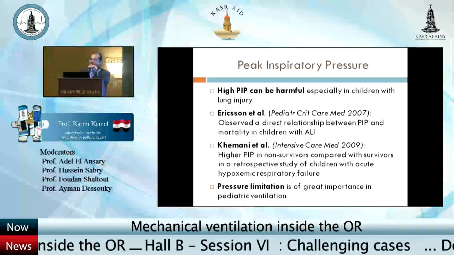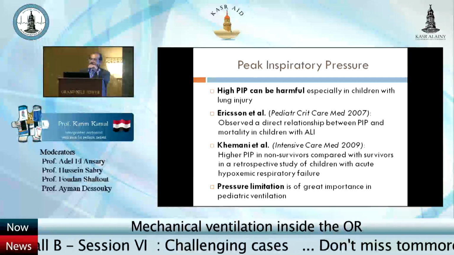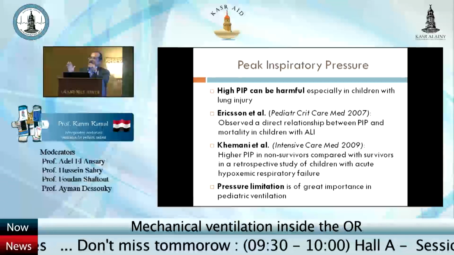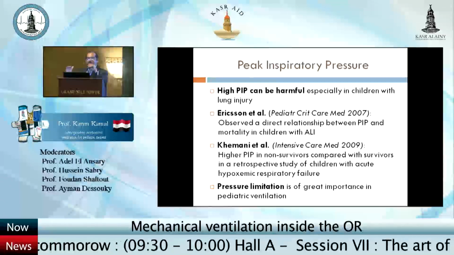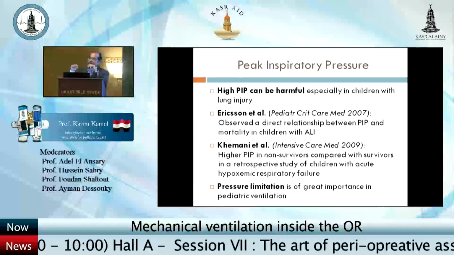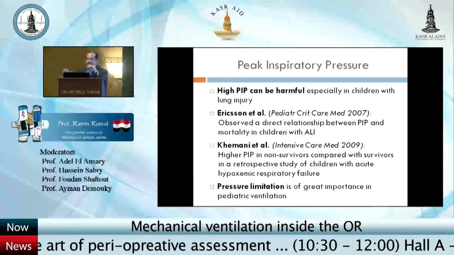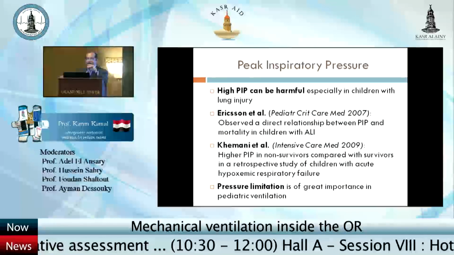High peak inspiratory pressure can be very harmful, especially in children with lung injury. With volume-controlled ventilation, you have the risk of generating a very high level of peak inspiratory pressure, especially if the child coughs or there is a decrease in thoracic compliance for any reason. And this high peak inspiratory pressure can be very harmful.